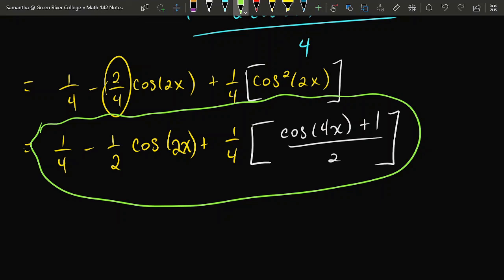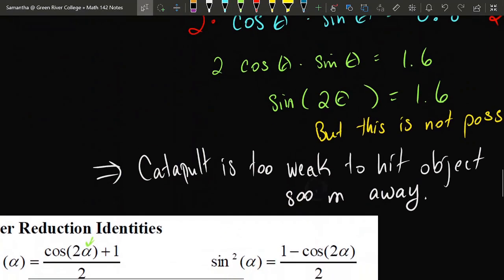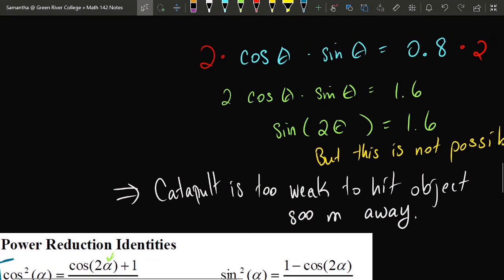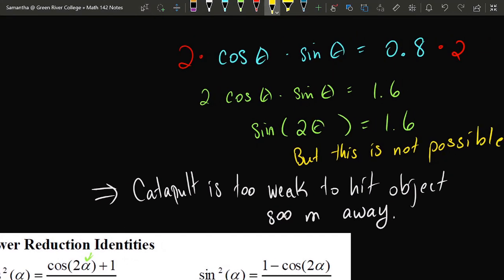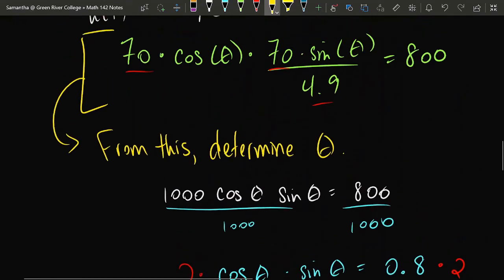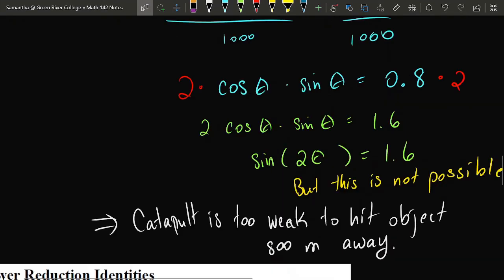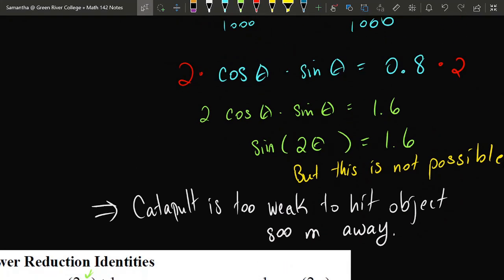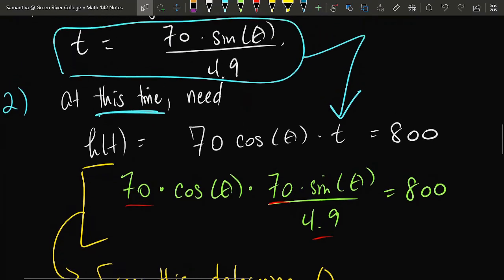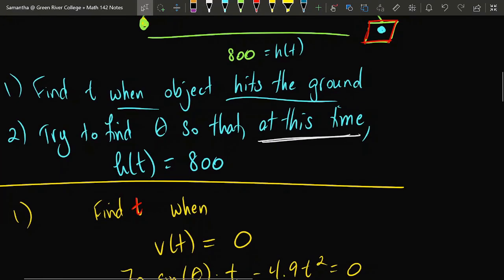That concludes today's material. Today we introduced the double angle identities and the power reduction identities, both of which are fairly useful in Calculus 2 and Calculus 4. The double angle identity can also be used in situations where you're trying to solve a trig equation that has a cosine multiplied by a sine equals a non-zero number. For example, in this pretty cool physics problem, we were able to use that identity to figure out that the catapult in this problem could not reach the object which was located 800 meters away.